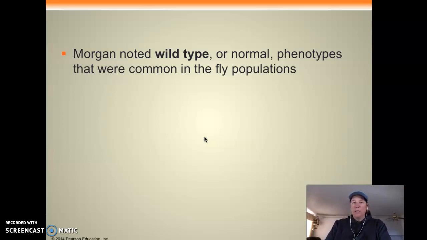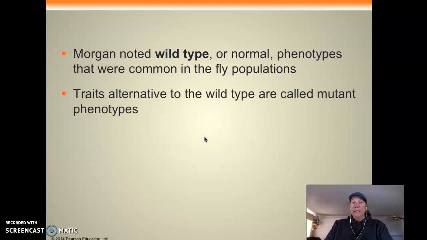And he was always working with these fly populations because, like I said, it was really easy to have lots of generations and to get lots of numbers. So, and the more numbers you have, the better your results are. Okay. If he had a trait alternate to the wild type, so if the normal was red eyes, for instance, then the mutant type was white eyes. So he called it the wild type and the mutant. We just call it dominant and recessive.